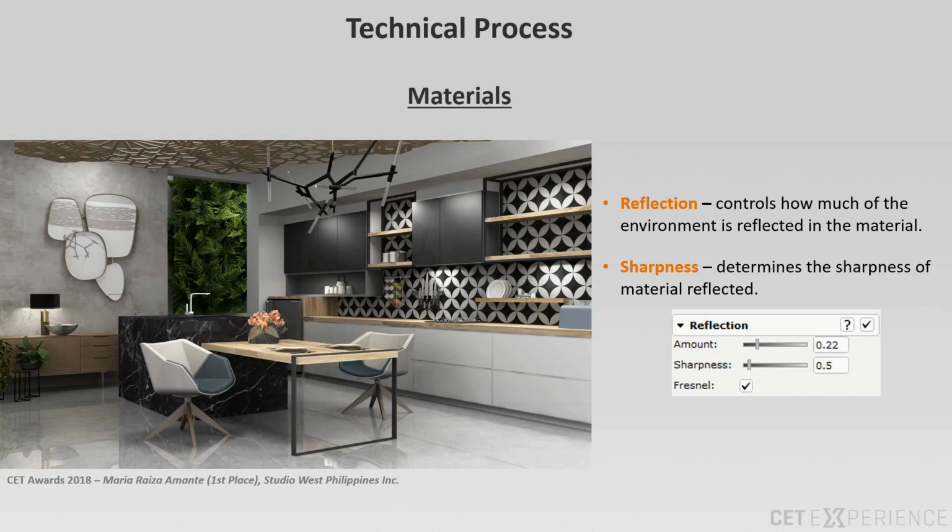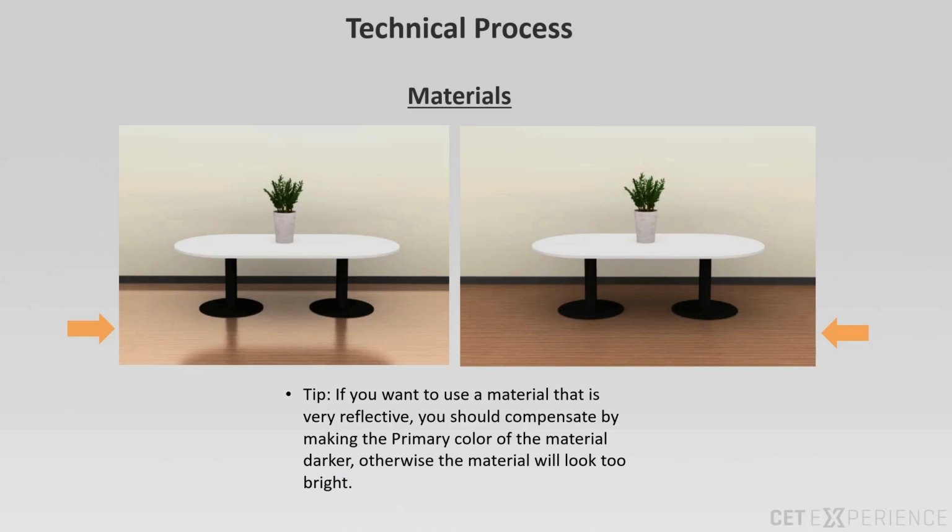Moving the slider to the right will increase sharpness, like in the mirror and floor finish in this rendering by Riza in 2018. Moving the slider to the left reduces reflection and will make the material less smooth or matte, like in the cabinet finish. You can explore these settings if you'd like to achieve certain materials like brushed metal. Remember that if you want to use a material that is very reflective, you should compensate by making the primary color of the material darker, otherwise the material will look too bright or too light.